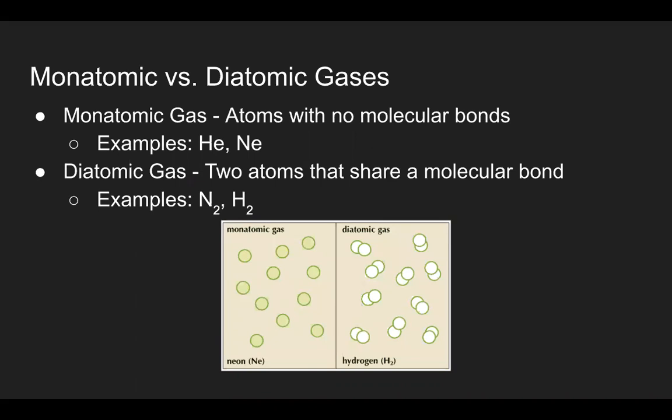On the other hand, diatomic gases are a pair of atoms bonded together by sharing valence electrons. Some examples are nitrogen and hydrogen gas. It can be noted by the symbol because they have a subscript of 2, meaning there are 2 atoms total.